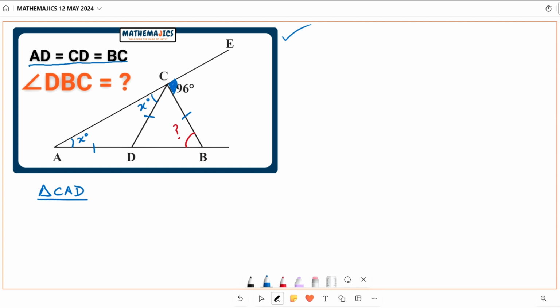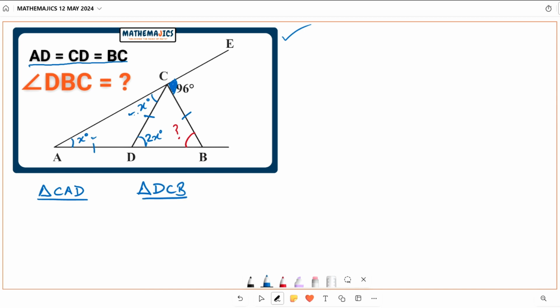Now look at triangle CAD. Now you know that the sum of the interior opposite angles is equal to the exterior angle in a triangle. Yes, these are the two interior opposite angles, and if we add them up, we will get the exterior angle, that is angle CDB. This will turn out to be 2x. Correct.